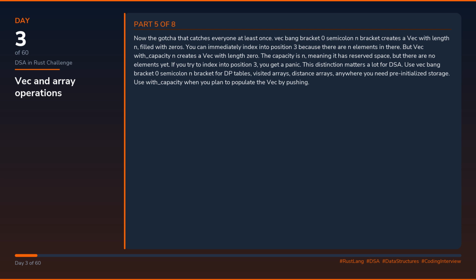Use vec![0; n] for DP tables, visited arrays, distance arrays, anywhere you need pre-initialized storage. Use with_capacity when you plan to populate the Vec by pushing.